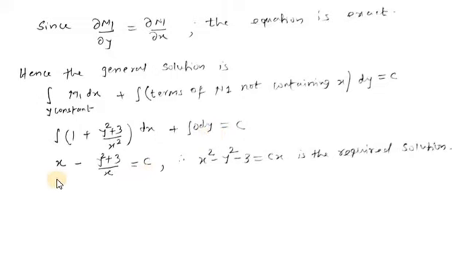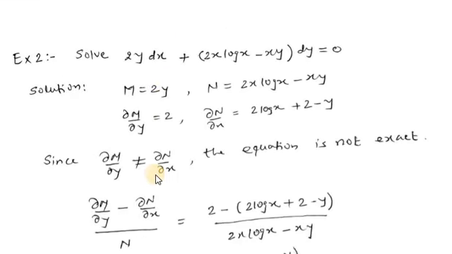That is equals to 0. Now multiplying this whole equation by x, it will become x into x square minus y square minus 3, and that is equals to cx. This is the required solution. Now we will see example number 2.